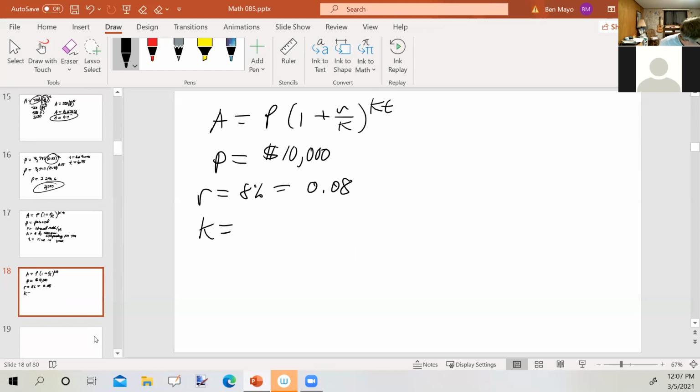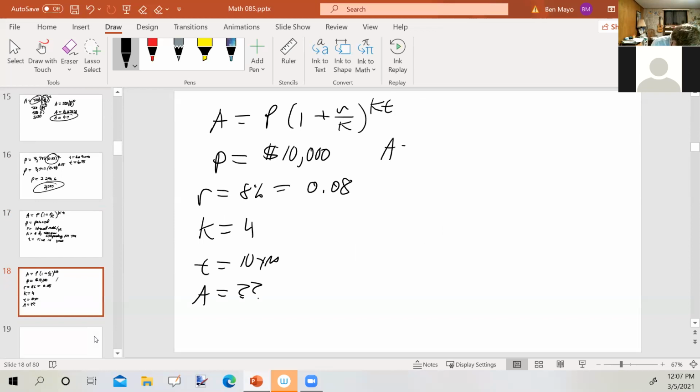Compounded quarterly, so that's 4 times a year. How much will be in the account after 10 years? So A is the unknown, the accumulated amount, the amount in the account at the end. We're going to invest $10,000. It pays 8% compounded quarterly. So 4 times a year for 10 years.